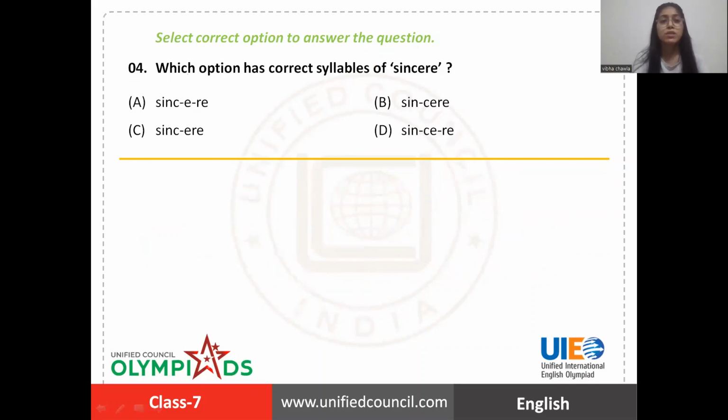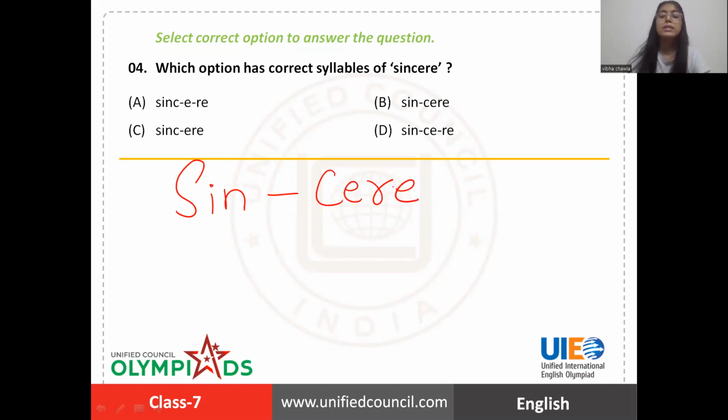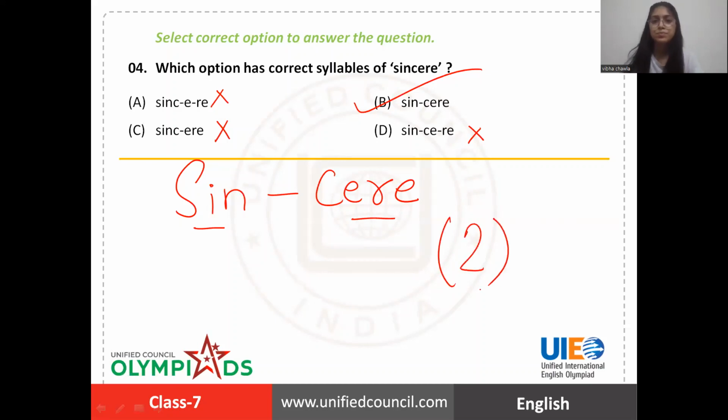Let's have a look at next question, which is question number 4. Which option has correct syllables of sincere? So if I talk about this word sincere, it has two syllables. Let's have a look. Option A is ruled out, it is incorrect. This one is also incorrect. Right one is option B. Sincere. Two syllables in this word. So option B is the right one.